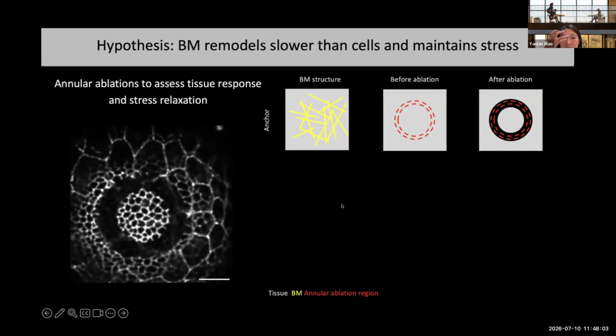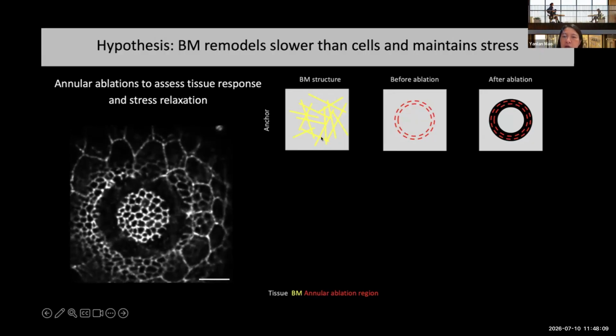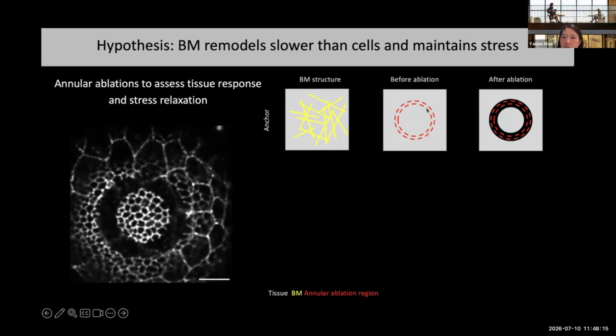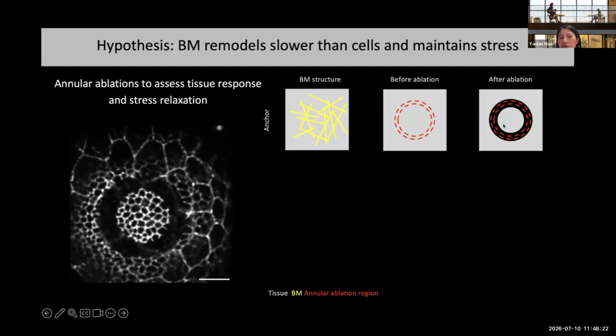Okay. However, I'm just trying to explain this in a bit of a cartoon way. For those who haven't seen this before, it can be a little bit tricky to understand. So our hypothesis is that if you have, for example, a random mesh of basement membrane, which we know is kind of like a meshwork of collagen fibers, you do this ring ablation, and then you look at the stress relaxation by analyzing the shape of the outer ring, but also the inner ring if you want to, but the outer ring is less noisy.